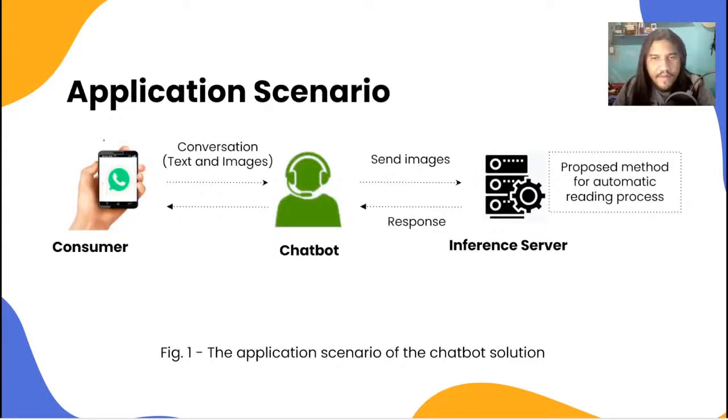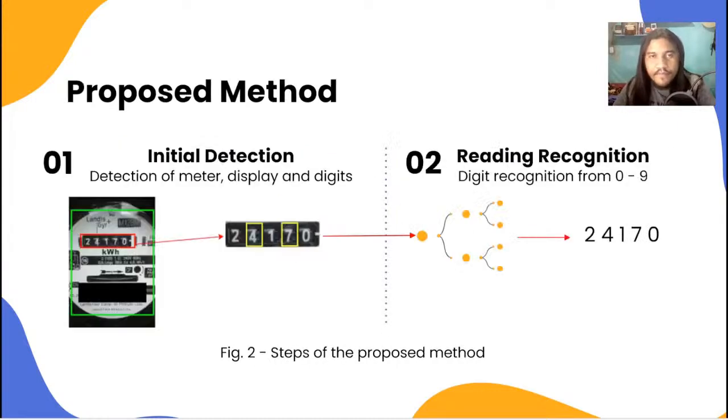The application scenario of this chatbot solution can be seen in Figure 1. The consumer starts a conversation with the chatbot using the messaging application. To perform self-reading, the chatbot requires the consumer to send an image of his meter. This image will be sent to the inference server responsible for running the proposed method for the automatic reading process. Lastly, the inference server will send a response containing the reading value that will be presented to the consumer. The steps of the proposed method can be seen in Figure 2.